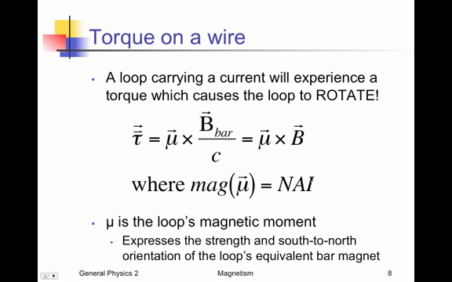The area would be the area of the face of that spool of thread, so that circle would be pi r squared. And then I would be the current that's going through that wire. And my direction here is going to be represented by this south to north orientation of this loop's equivalent magnet. We'll talk about that in just a minute. But this represents the direction for that loop of wire. And mu is called the loop's magnetic moment. So this is how we can calculate the actual value of the torque.